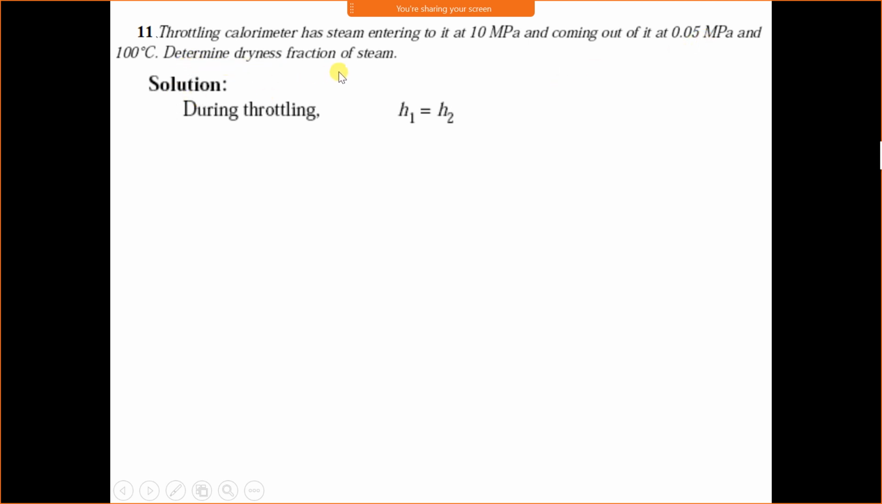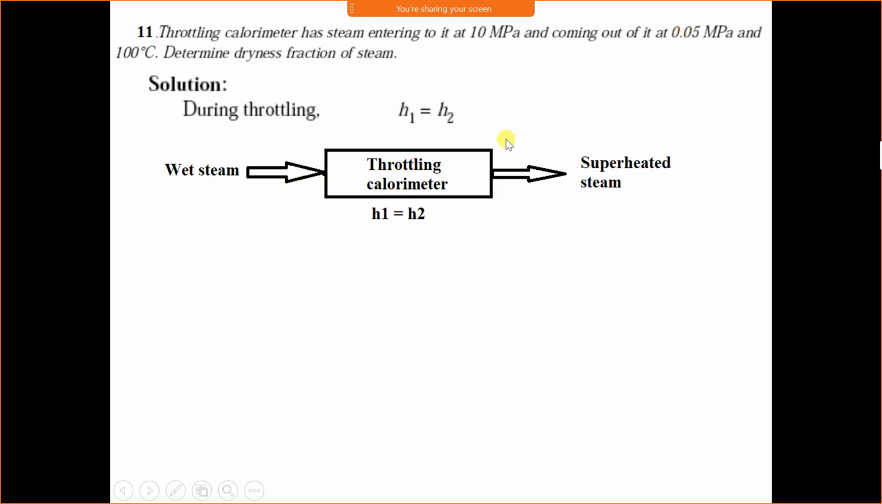Determine the dryness fraction of the steam. First of all, check at outlet whether the steam is superheated, saturated or wet. This is a conceptual diagram of a throttling calorimeter. Wet steam enters. We know that a throttling calorimeter is used to determine dryness fraction. Since we use it to determine dryness fraction, we supply wet steam. Therefore, inlet will be wet.